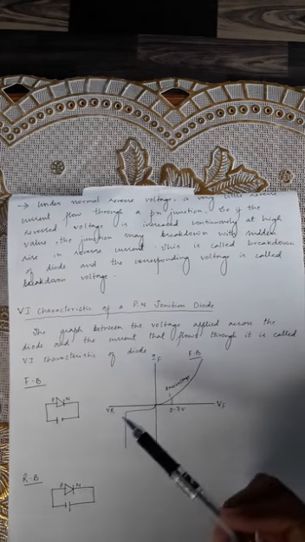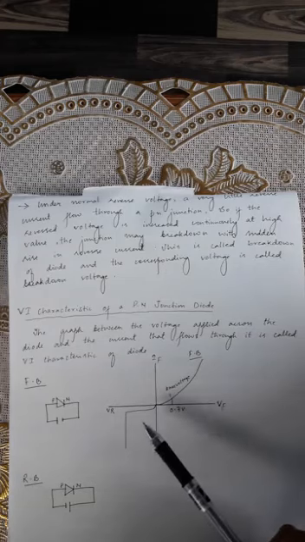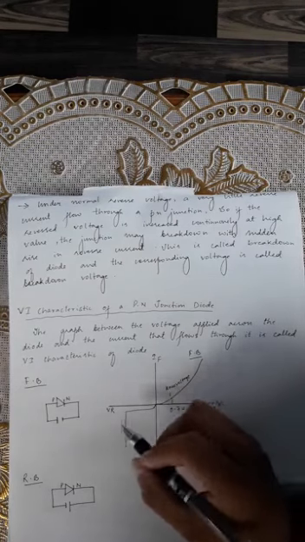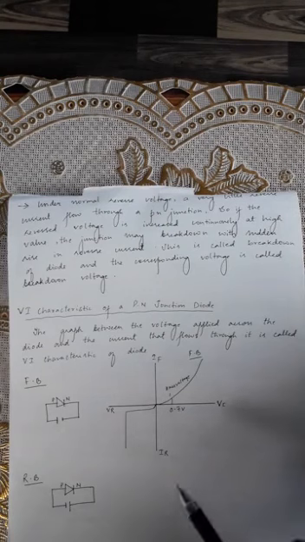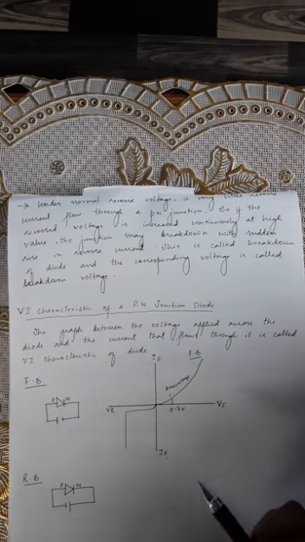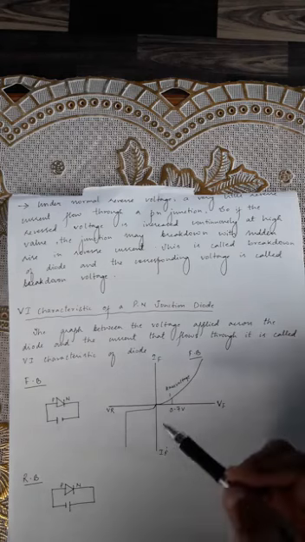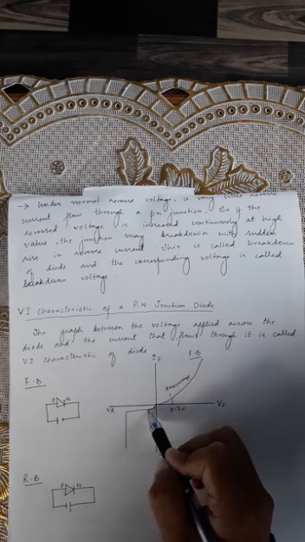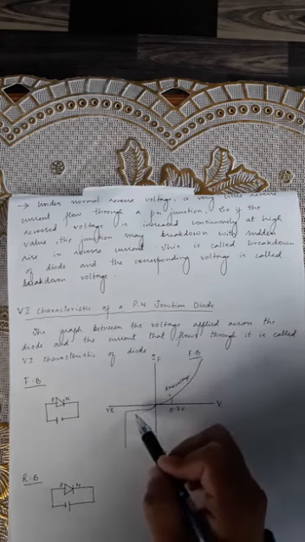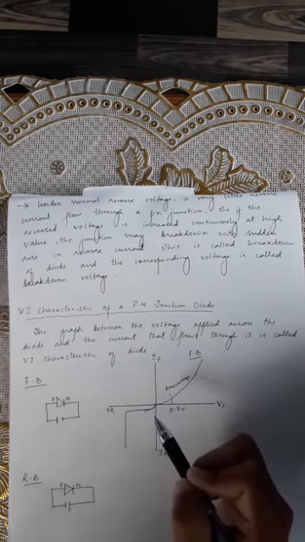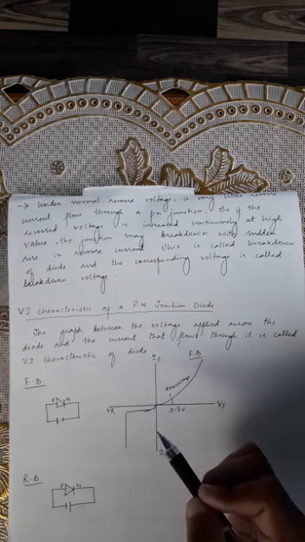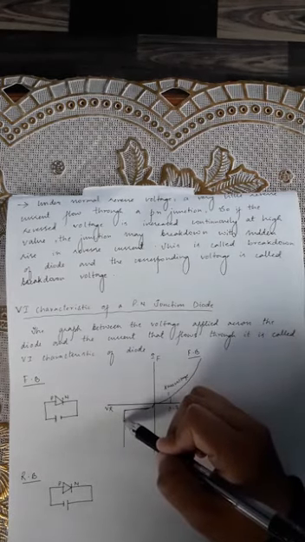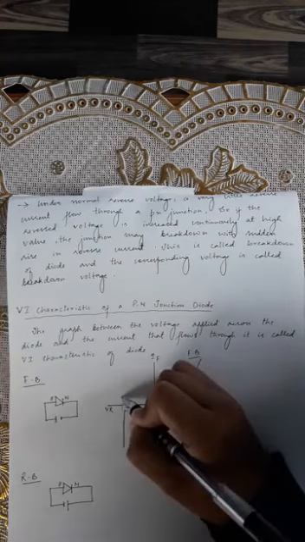So as the reverse voltage is increased, we see that there is a very small current flowing through the circuit, and it is due to the minority charge carriers. This small current is known as the reverse saturation current. If we start increasing the reverse voltage, the current remains constant till it reaches a breakdown voltage. This is known as the breakdown voltage.